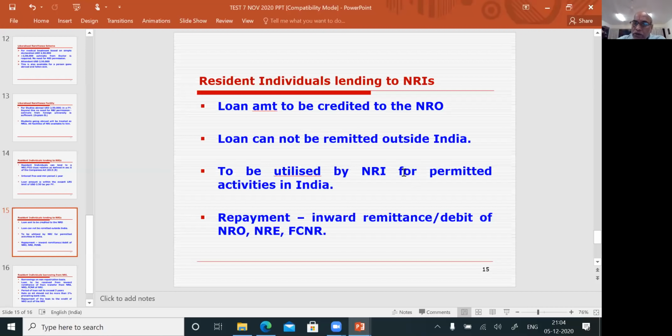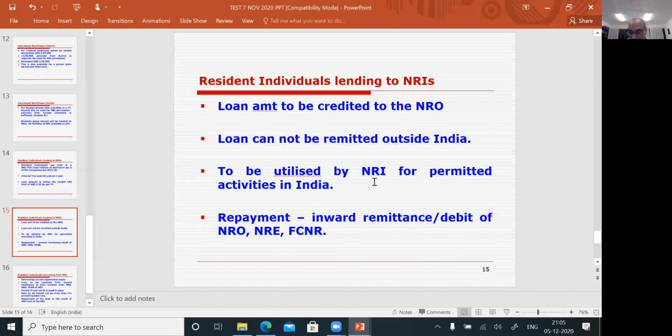One more condition: the loan amount is to be utilized by the NRI for permitted activities in India only. That means he cannot repatriate the money. So the loan amount of $250,000, the NRI can use it in India for various permitted activities. He can buy a house here in India. He can give to his friends in India. It has to be used in Indian rupees in India for the permitted activities. How is the repayment? You should get the repayment not from remittances from abroad, or debit of his NRO, NRE or FCNR accounts. So this is loans by residents to NRIs.